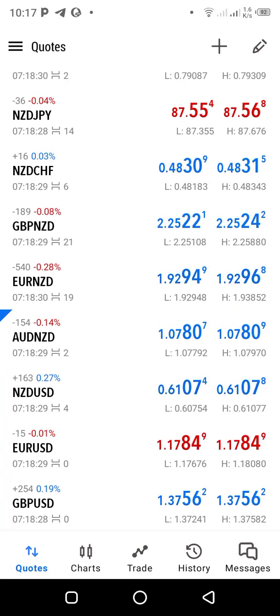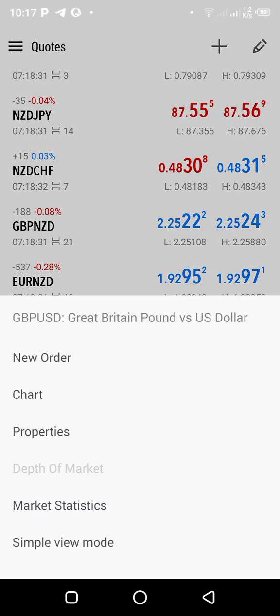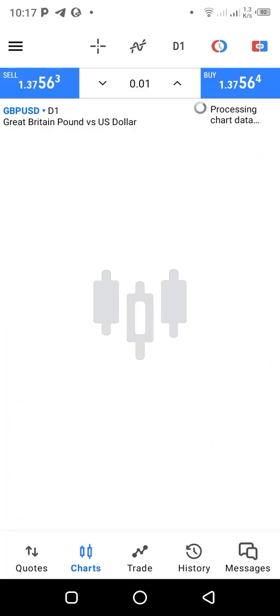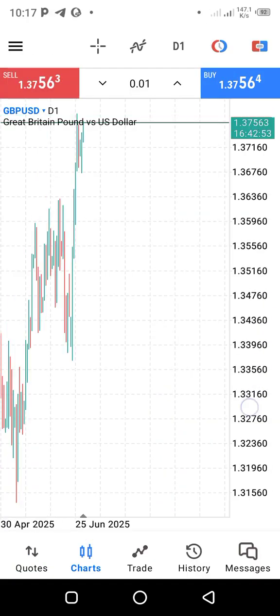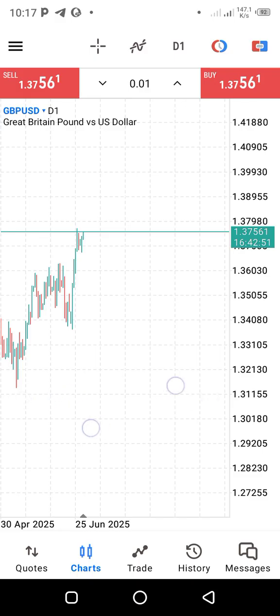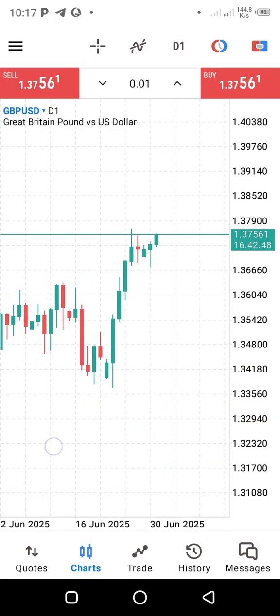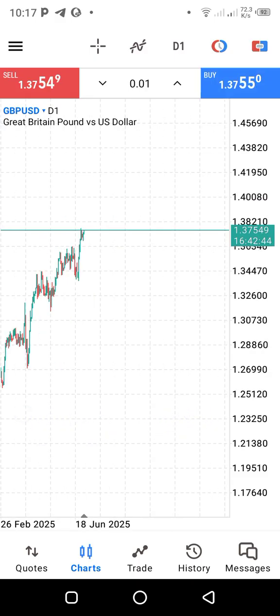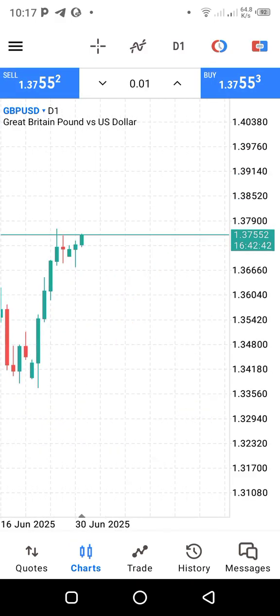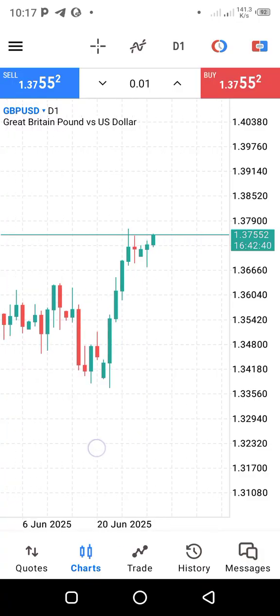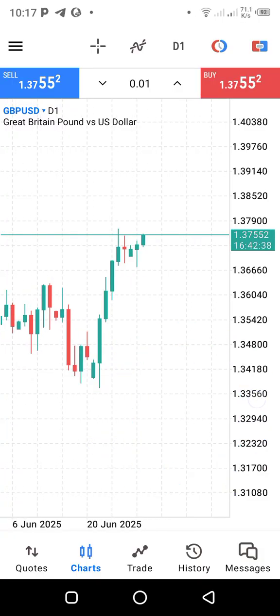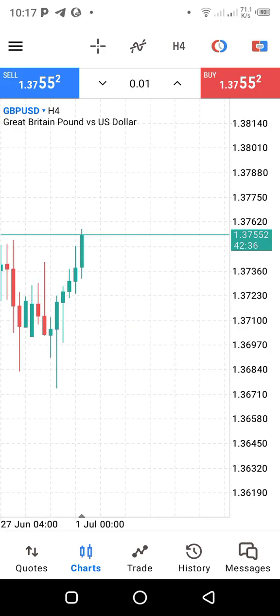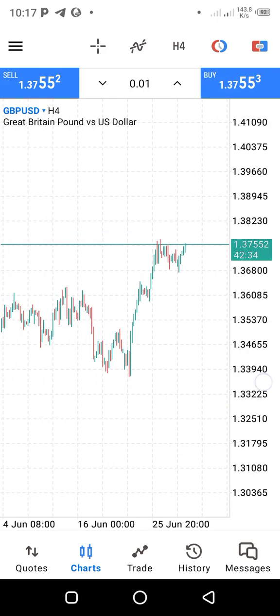So guys, I want first of all to check on GBP USD. Okay, so for GBP USD, on the daily I don't see much except that we have an uptrend. So since we have an uptrend on the daily, we may simply drop to the H4 and see if we have any demand zones where we can buy from.